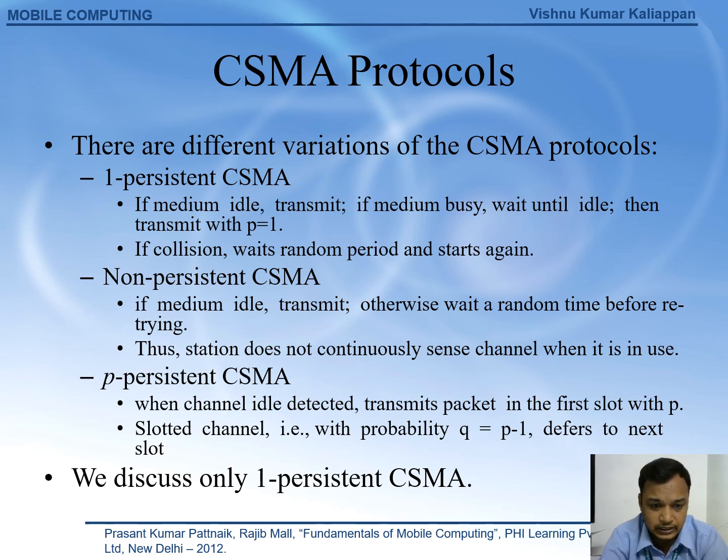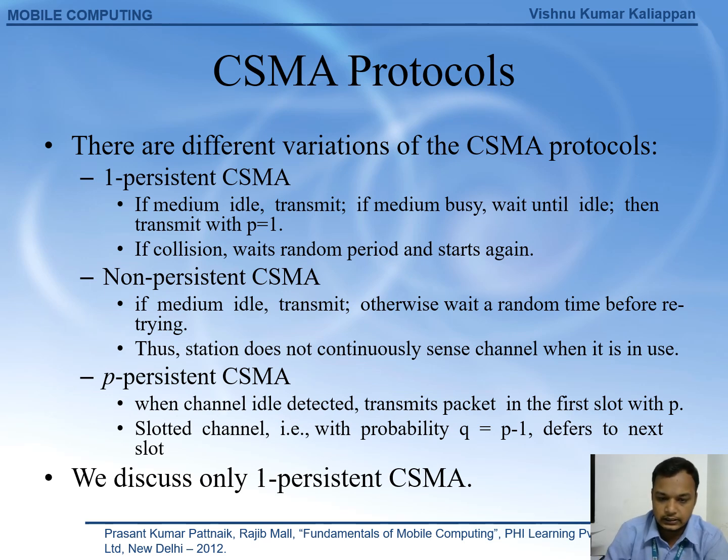P-persistent CSMA is nothing but, when the channel is detected idle, it transmits the packet in the first slot with probability 1. Suppose the transmission medium is busy, it will wait for its slot and it will calculate the probability of Q equal to 1 minus P. That is the difference from one-persistent and non-persistent.